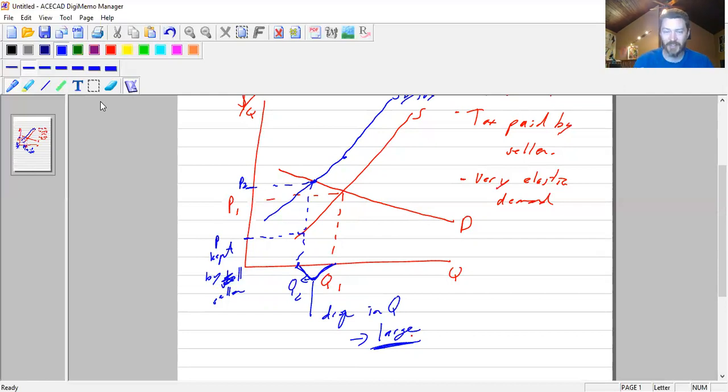I want you to practice with these. I want you to see that on your own page with figures that you're drawing and creating yourself.